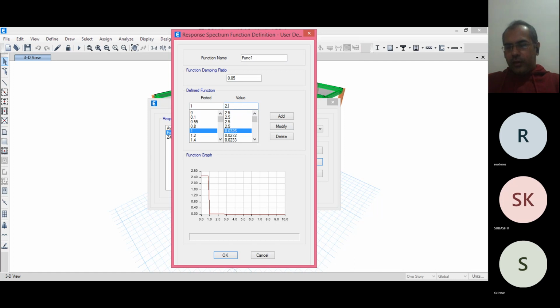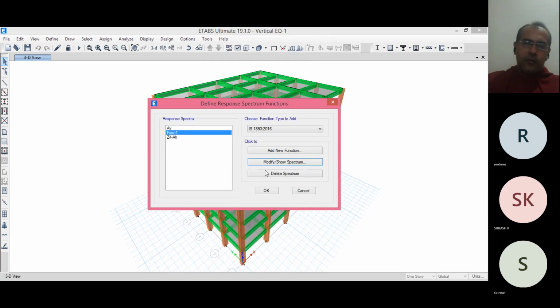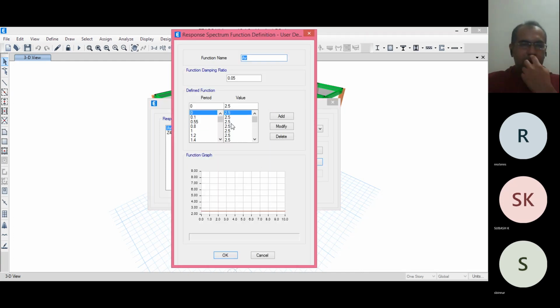Another way is you create an Excel sheet and you upload it here. So that is also user defined, you can create. So this is how for all the time periods up to 9.5 seconds what has been given. So this will also happen fast. Just you click and type 2.5, so it will not take more than a few minutes for you. Okay. So this is how this response spectrum function is defined as a user defined function.